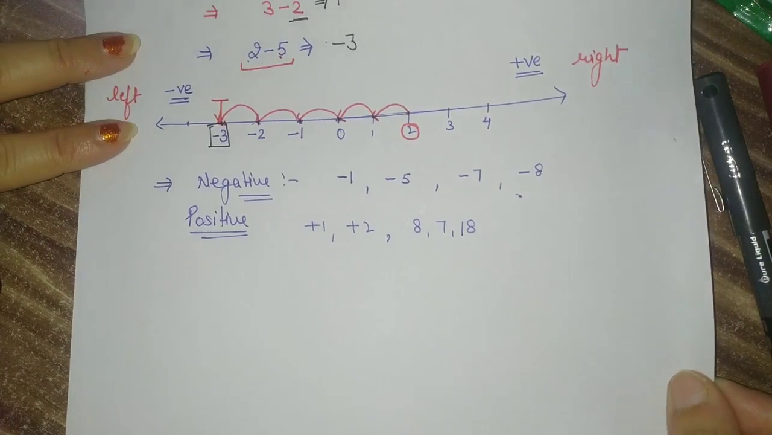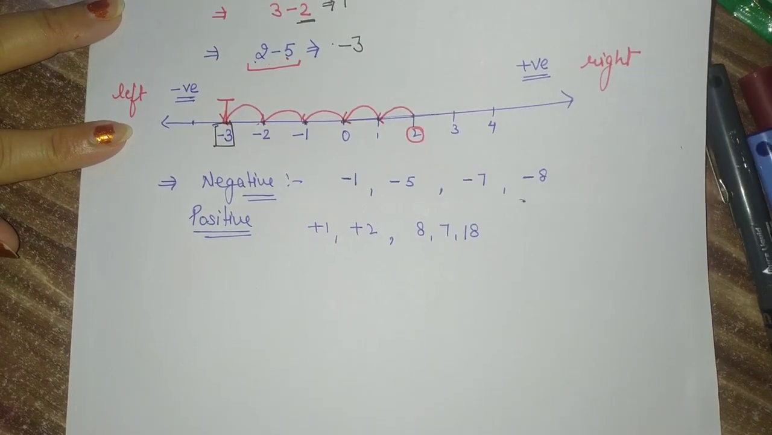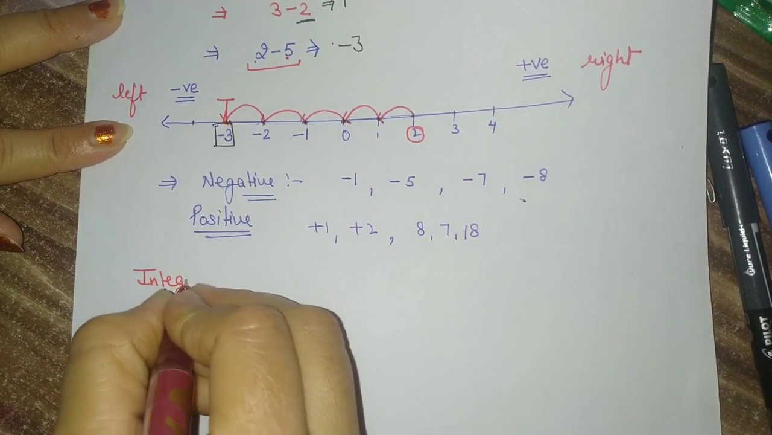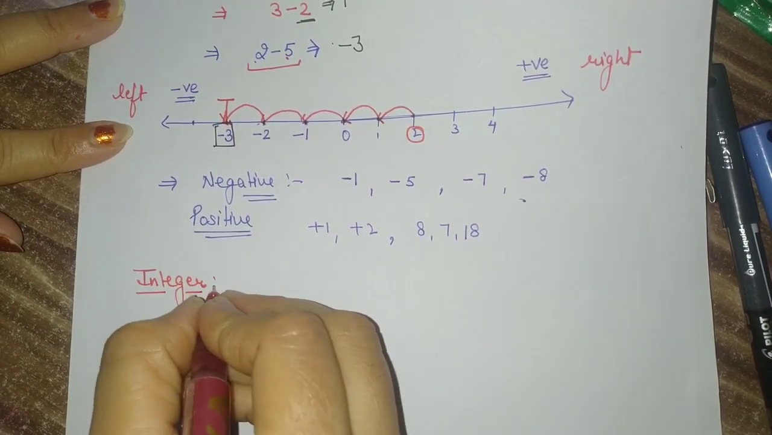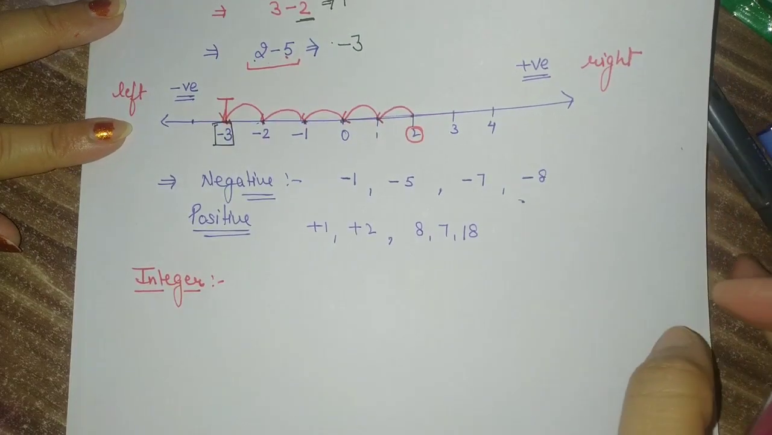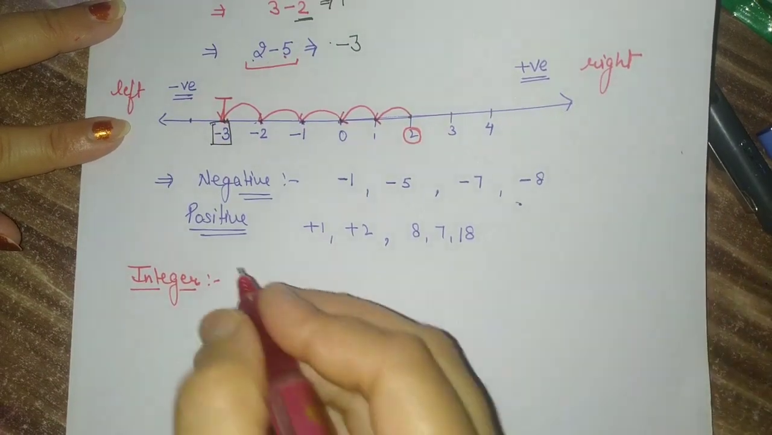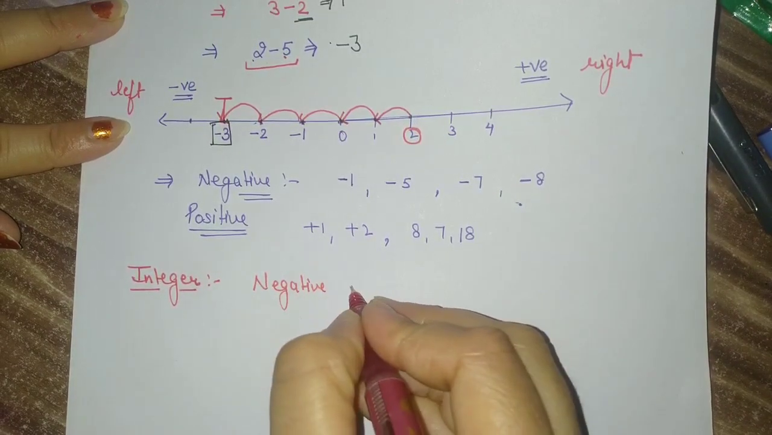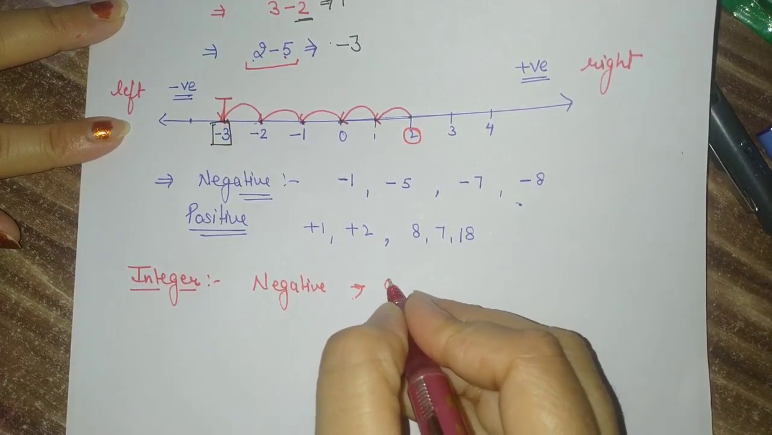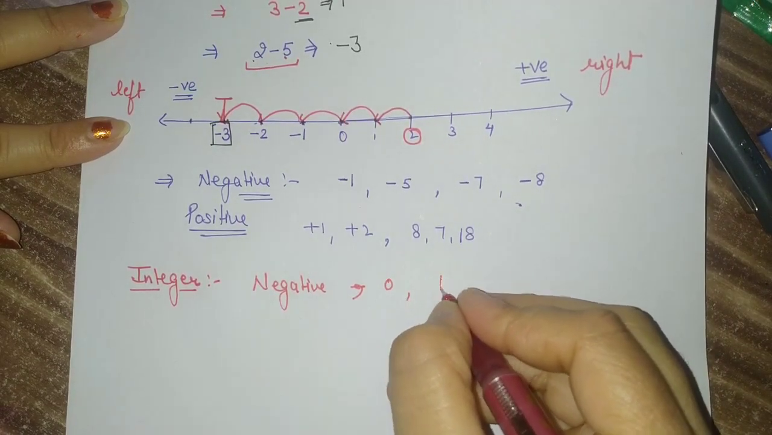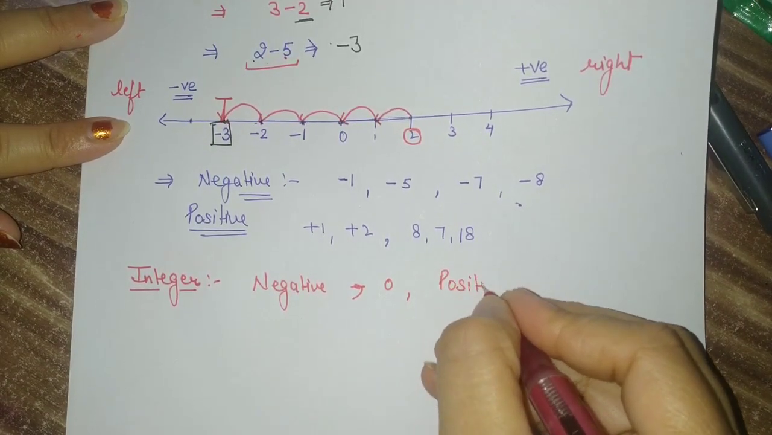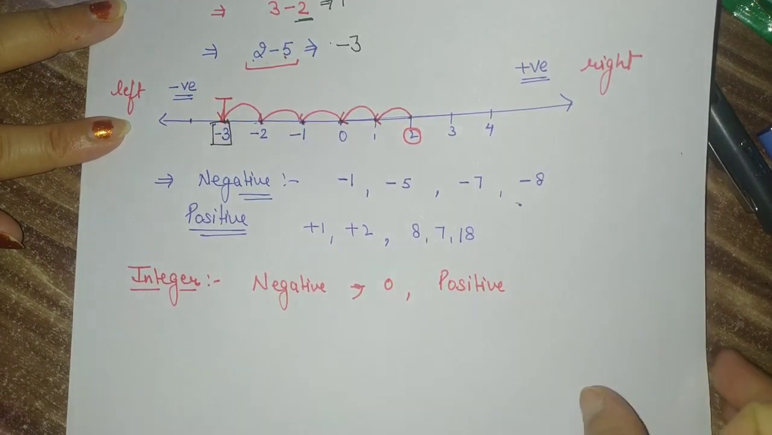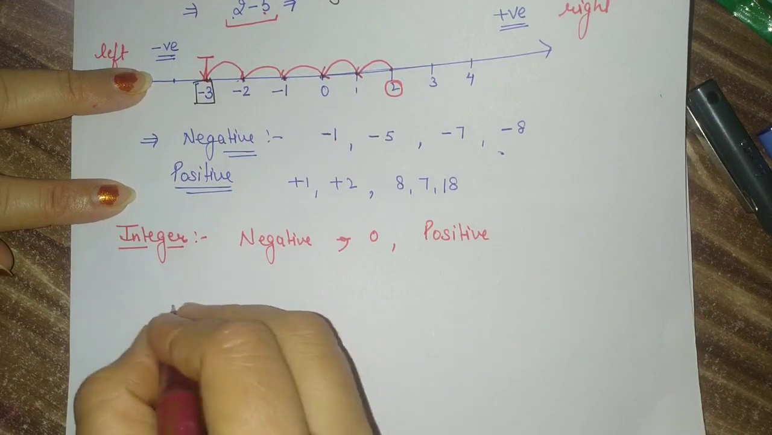Now students, the question arises after this: what is an integer? That is the term we are going to discuss in this chapter. What is an integer? When we combine negative numbers, 0 and positive numbers, this combination is said to be integers. So what is the integer?